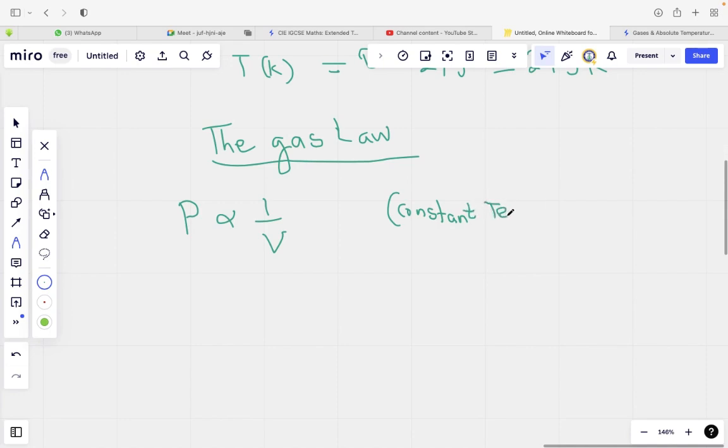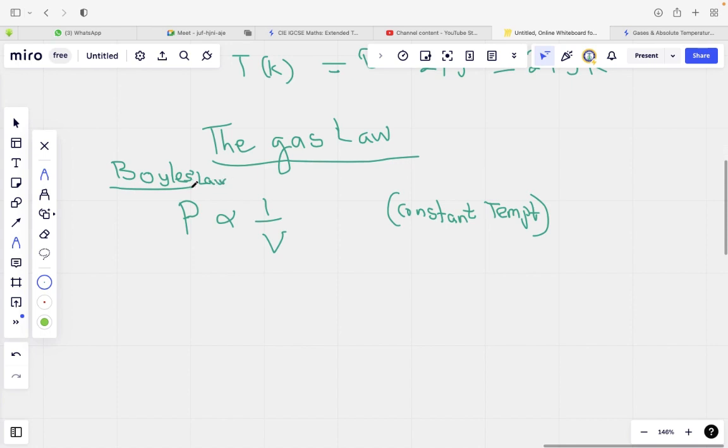So if the temperature is the same, let's say room temperature, 25 for example, throughout your experiment you have to keep the temperature around 25. If you keep it constant, what we call Boyle's law is very popular with IGCSE papers. This is the second gas law.